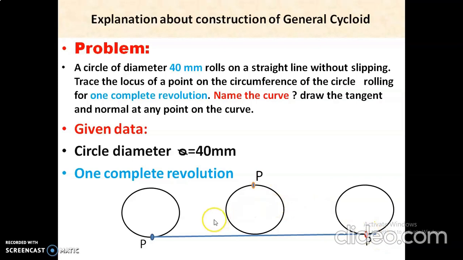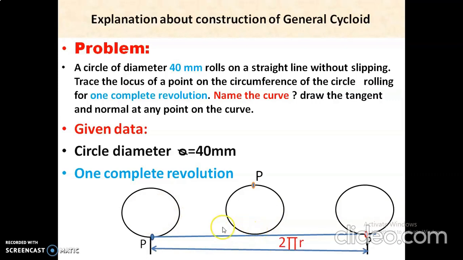Whenever the circular body rolls on the straight path, how much distance is traveled by this circular body horizontally? That is 2 pi r distance.